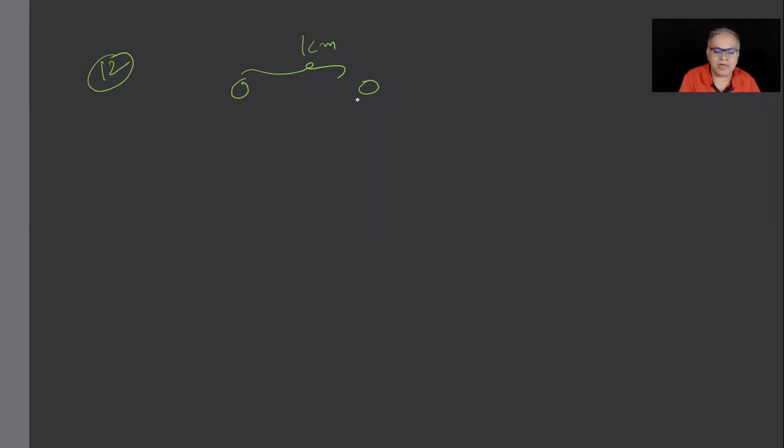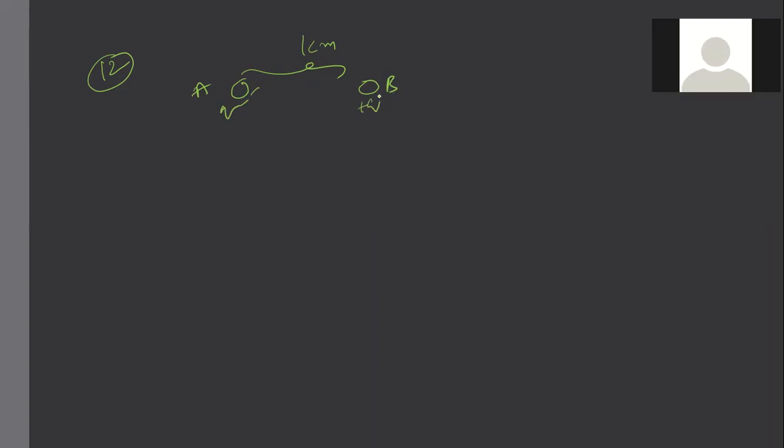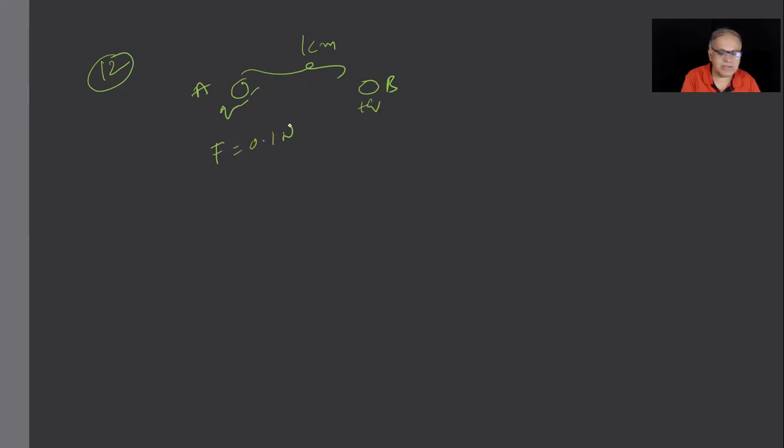So if some electrons are removed, this is A, this is B. If electrons are removed from B and go to A, A will get a negative charge, minus Q. B will get a plus charge, plus Q. Is it okay? So therefore they attract. The attractive force is how much? 0.1 Newton. So how many electrons were transferred is the question.